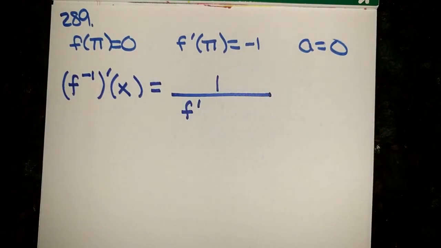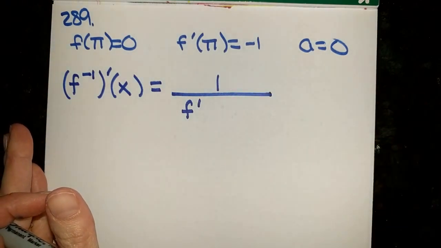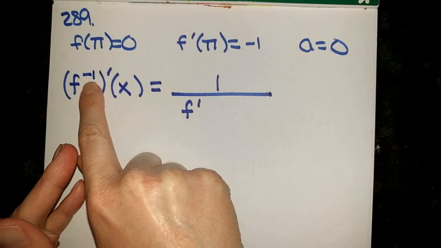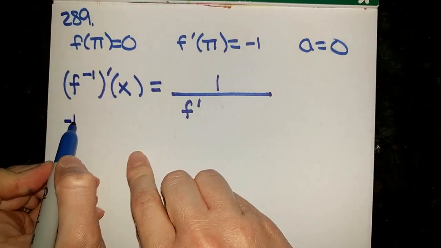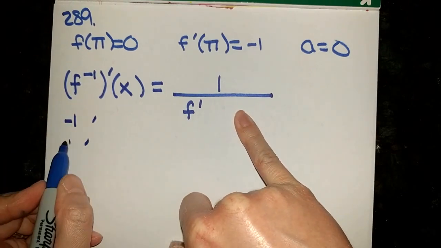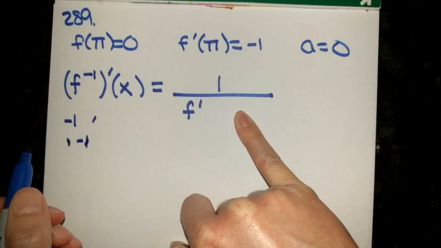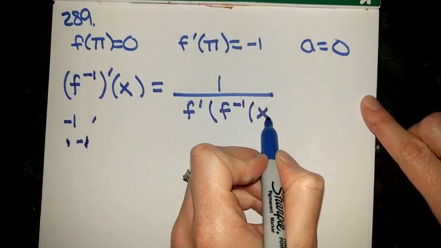Now here's how I think about this theorem. I think about when I have a fraction, when something goes in the denominator, it flips. So I think about this inverse derivative, that notation is going to flip. So it was negative 1 and then the prime. So when I put it in the denominator, it's going to be the prime and then the negative 1. So it'll be f prime of f inverse of x.